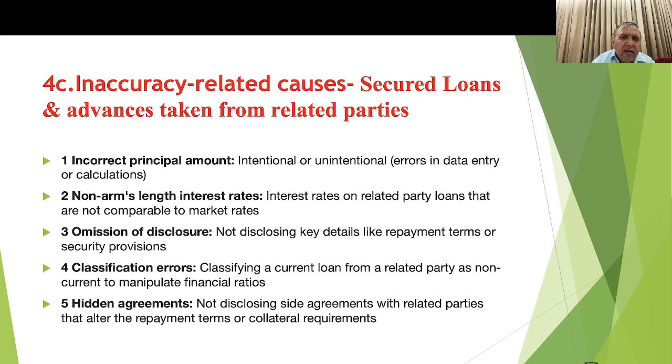Now, inaccuracy-related causes that can cause adverse reporting of this non-current liability in the balance sheet. Number one, incorrect principal amount, intentional or unintentional errors in data entry or calculations, non-arm's length interest rates on related party loans that are non-comparable to the market rates, omission of disclosures, classification errors, and hidden agreements like not disclosing side agreements with the related parties that alter the repayment terms or collateral requirements.